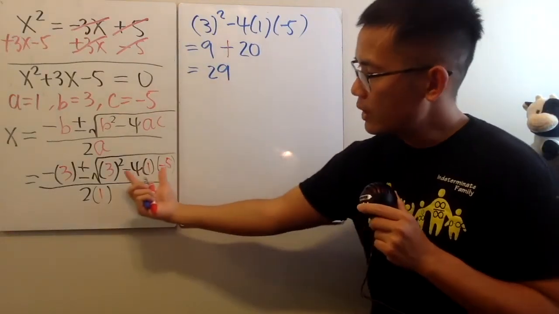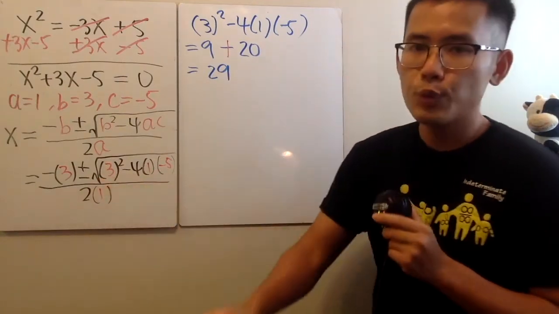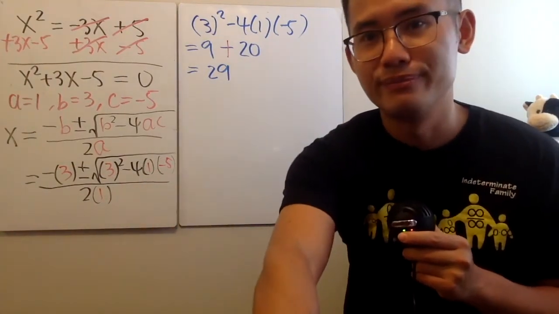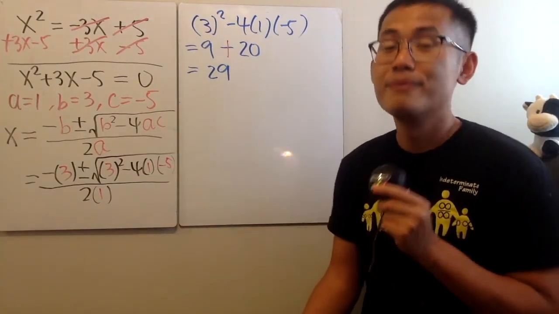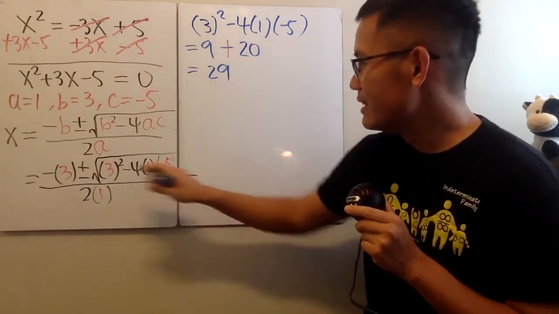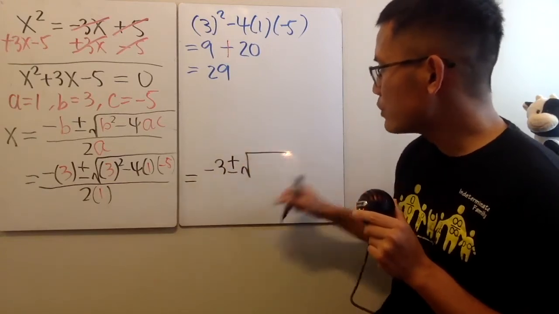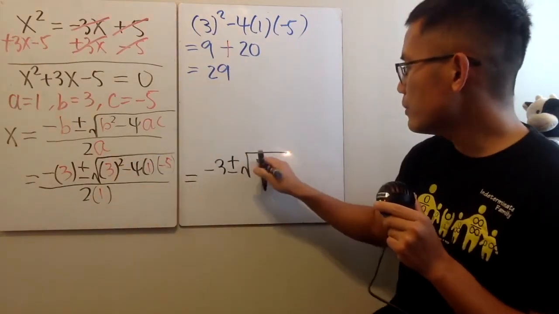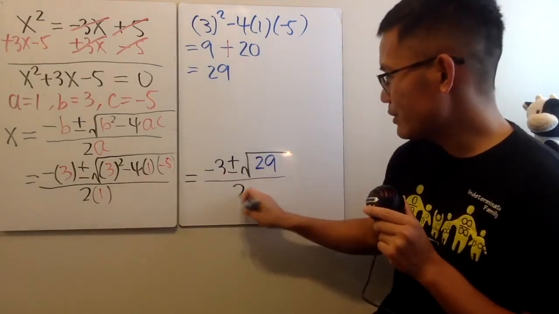This right here will go inside of the square root, and the square root of 29. We cannot simplify it, which is actually good. Because if you cannot simplify it, what do we do? Nothing. That's correct. So we just have to finally write down this is negative 3 plus or minus square root. This right here, again, is right here, which is 29. And then all over 2 times 1, which is 2. And then we are done.